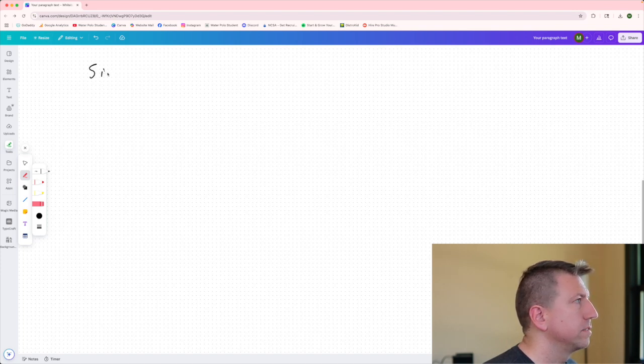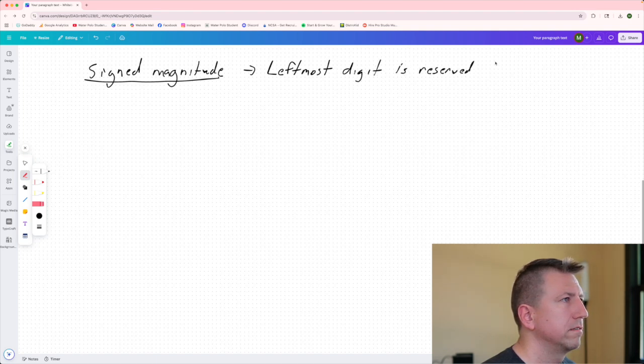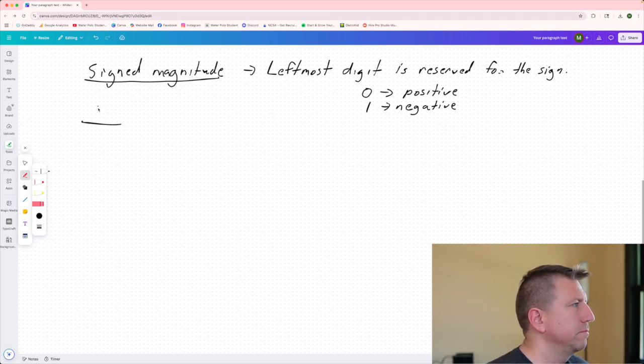Let's look at the next one, signed magnitude. In signed magnitude, the leftmost digit is reserved for the sign, and it is a 0 for positive and a 1 for negative.